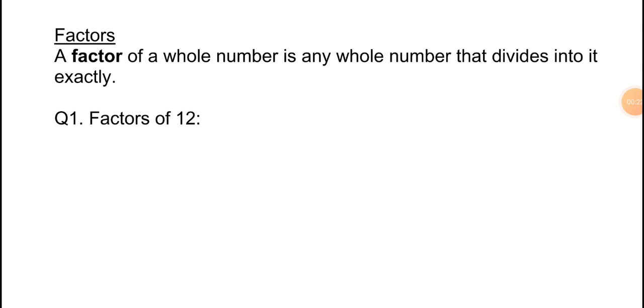A factor of a whole number is any whole number that divides into it exactly. For example, a factor of 12 is 1, because 1 goes exactly into 12. In fact, 1 goes into 12 exactly 12 times, because 1 times 12 is 12. So after 1, we will test 2. Does 2 go into 12? Yes, it does. It goes into 12 exactly 6 times.